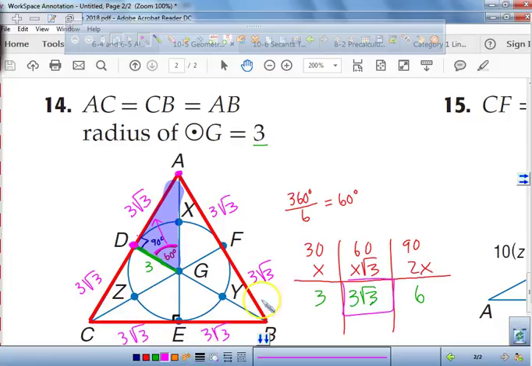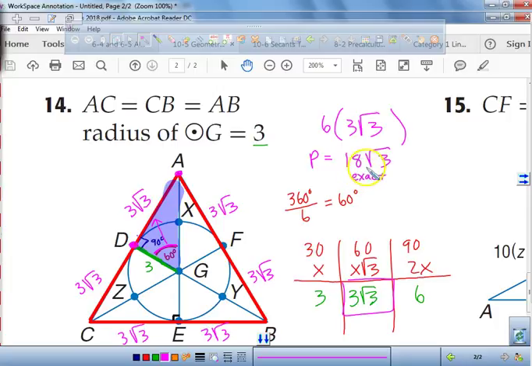How many 3 radical 3s do we have going around it? 6. So watch, just take 6 and multiply it by 3 radical 3. 6 times 3 is 18. That's your perimeter. Now everybody, I know it's kind of confusing for some of you.